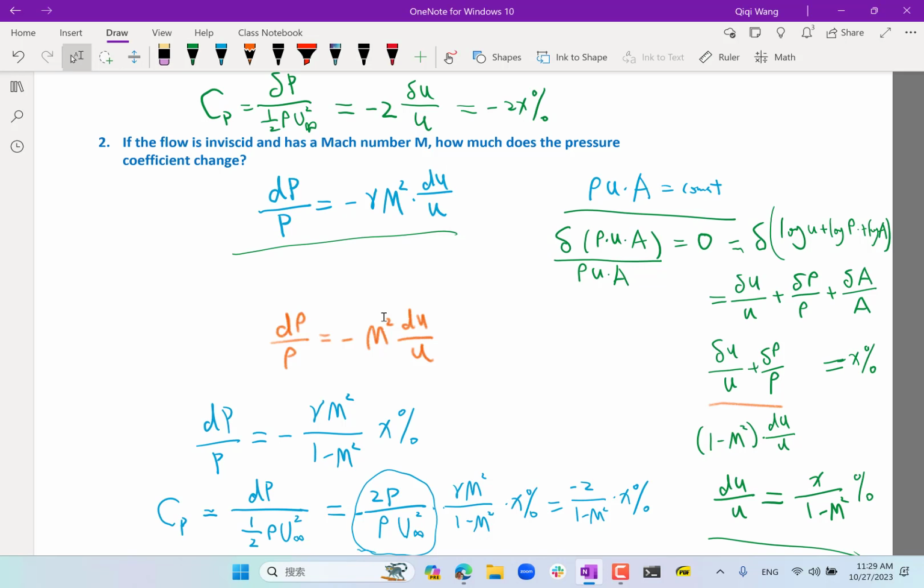Very good. When Mach number is equal to 0, what I'm practically saying is that dP over P is going to be super small. So what is atmosphere pressure, roughly? In SI units, it's about 100,000 pascals, 100,000 newtons per meter squared.